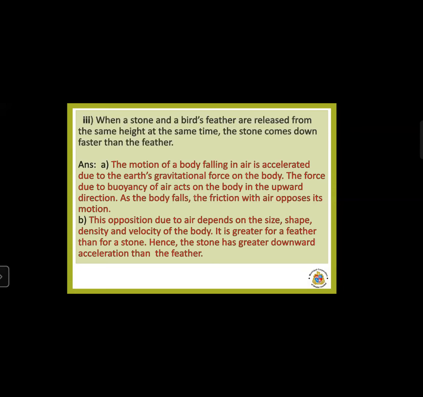So the answer is: the motion of a body falling in the air is accelerated due to the earth's gravitational force on the body. The force due to the buoyancy of air acts on the body in the upward direction. As the body falls, the friction with the air opposes its motion. This opposition due to the air depends on the size, shape, density, and velocity of the body. It is greater for a feather than for a stone. Hence, the stone has greater downward acceleration than the feather.